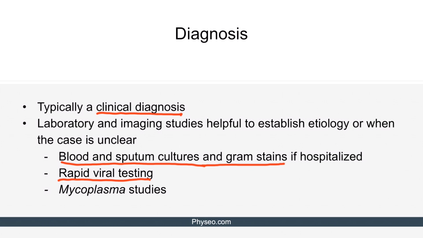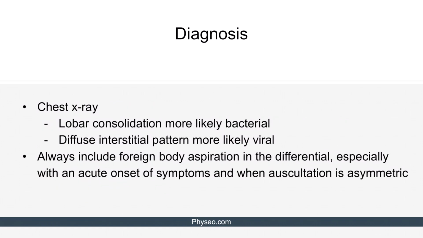Rapid viral testing should also be obtained to evaluate for a viral cause of pneumonia. One may also consider mycoplasma studies if there is suspicion for atypical pneumonia. Chest X-ray findings can vary in pneumonia. If there is a lobar consolidation on chest X-ray, a bacterial cause of pneumonia is more likely. In contrast, viral pneumonia will typically have a diffuse interstitial pattern on chest X-ray.